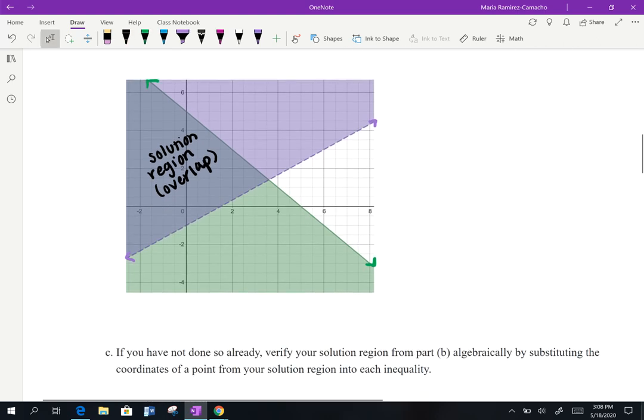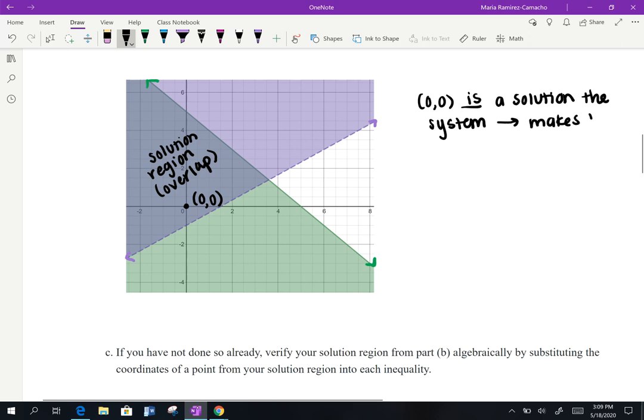Okay, part C says, if you have not done so already, verify your solution region from part B algebraically by substituting the coordinates of a point from your solution region into each inequality. So I know that because (0, 0) is in my solution region, that (0, 0) is a solution to the system, which means it makes both inequalities true. So let's verify.